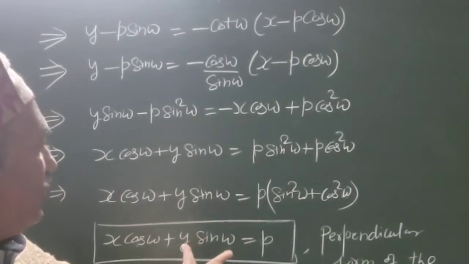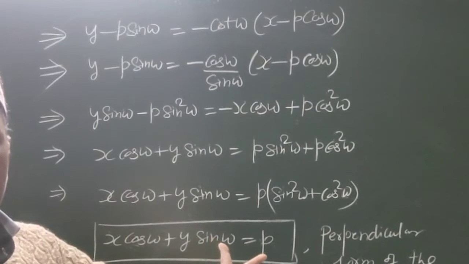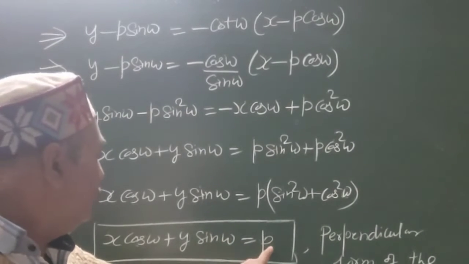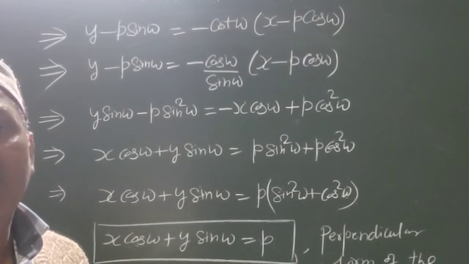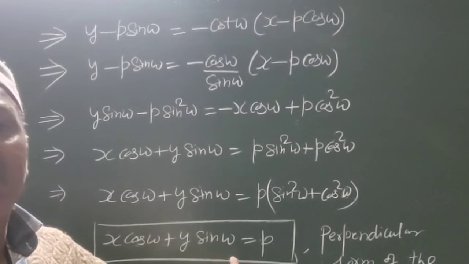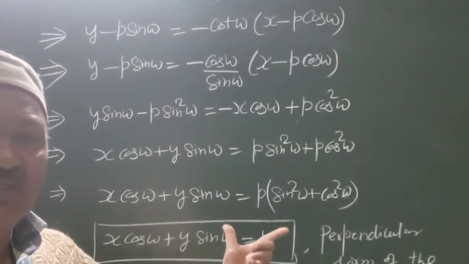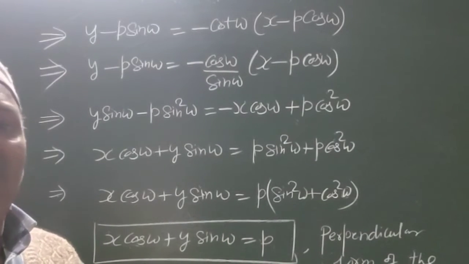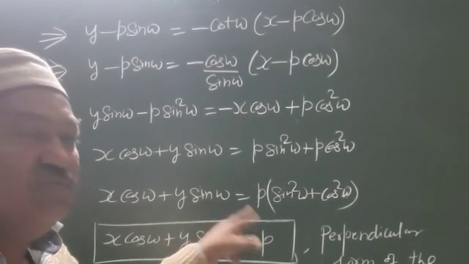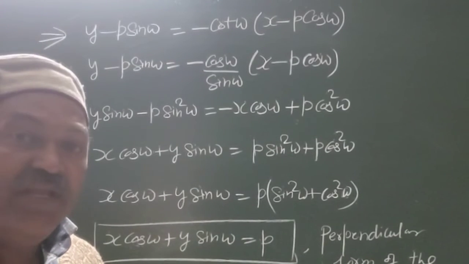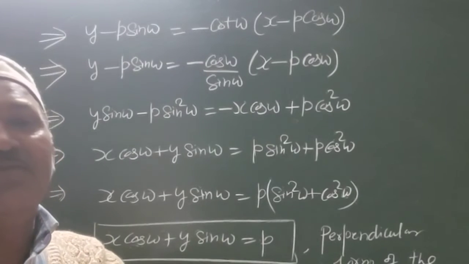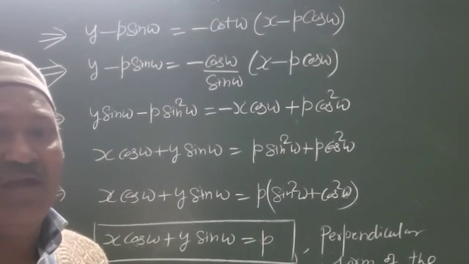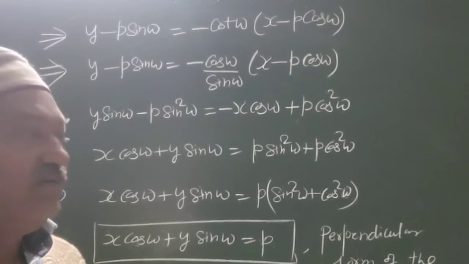This is a very important form of the equation of the straight line. If p is given to you and omega is given to you, then this is the only method to find the equation of that straight line, which is the perpendicular form, in which the length of the perpendicular from origin to the straight line is given and the inclination of that perpendicular is given, that is represented by omega. That's all.